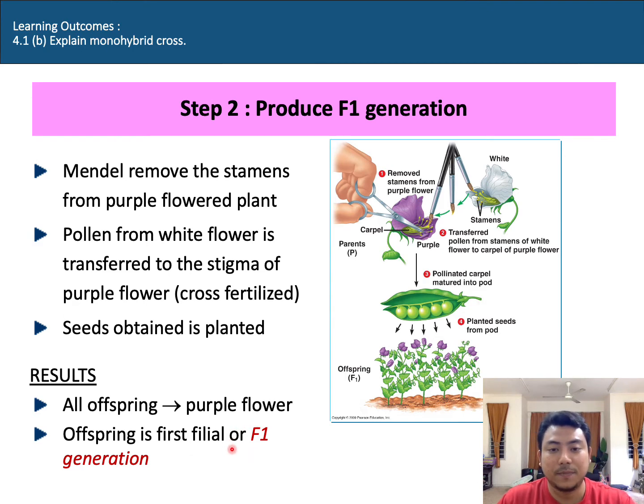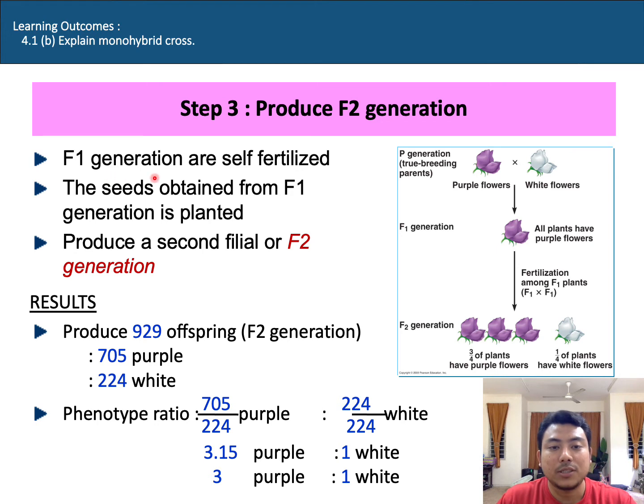Okay, so then the F1 generation are self-fertilized. What is meant by self-fertilized? Dikacukkan sesama sendiri. Maknanya sesama adik-beradik dia, sesama generation F1 dengan F1 tu tadi. Okay. The seeds obtained from the F1 generation are planted, ditanam, to produce a second filial or F2 generation. The result is 929 offspring, maknanya ada 929 biji benih dan ditanam semuanya. It will give 705 purple plants and 224 white flower plants.